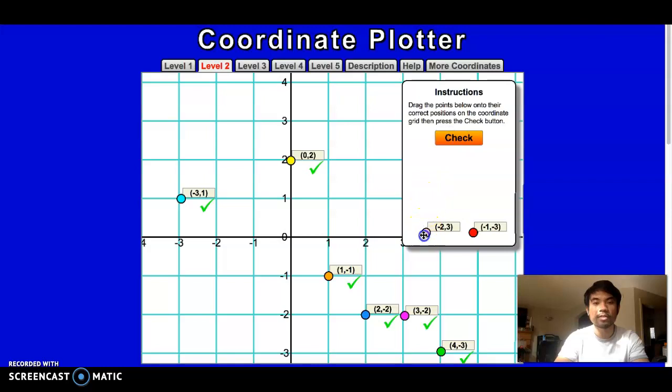That's it. Now this one, negative 2, 3. I'm going to go negative 2 to the left, and I'm going to go 3 up. Yeah, very easy. This one, negative 1, negative 3. I'm going to go negative 1 to the left, and then I have to go negative 3 down. Okay?